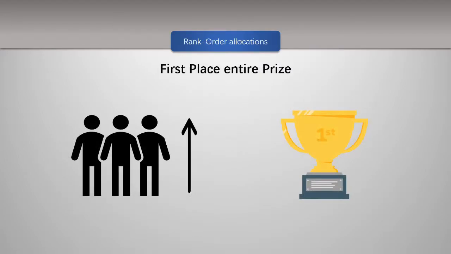Rank order allocations split prizes amongst 2 or more positions, usually as first, second and third place. This raises the question of how to split the prize in accordance with the given objective.